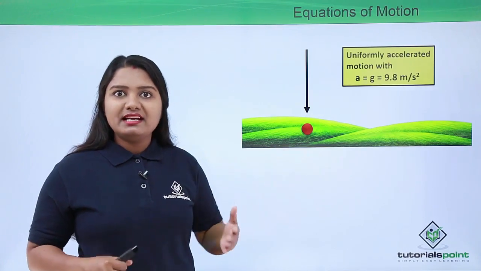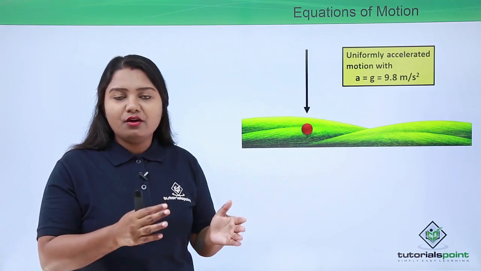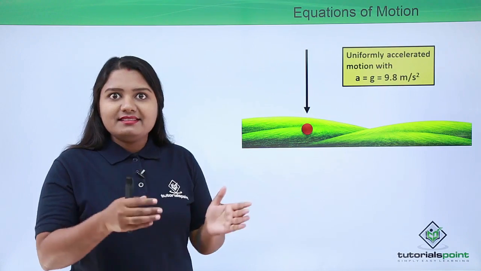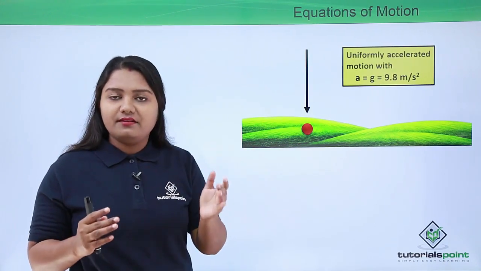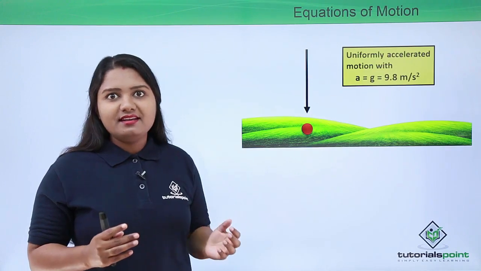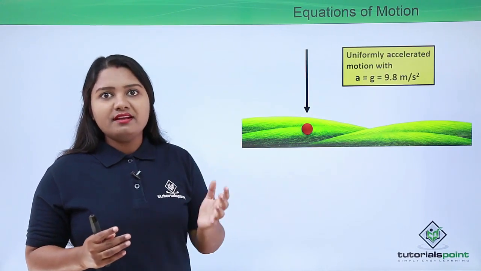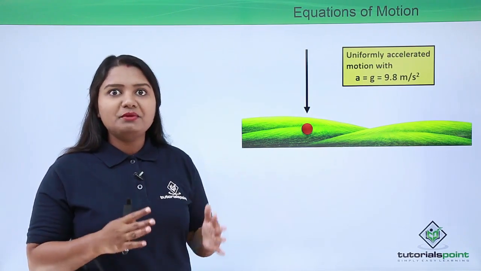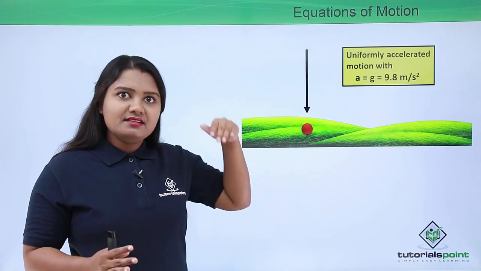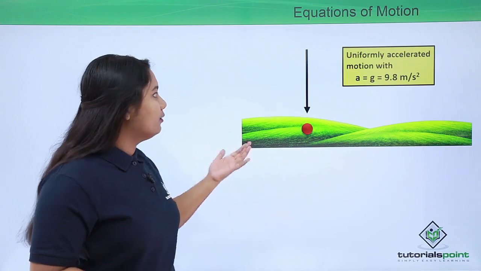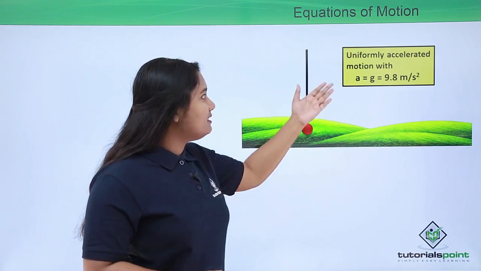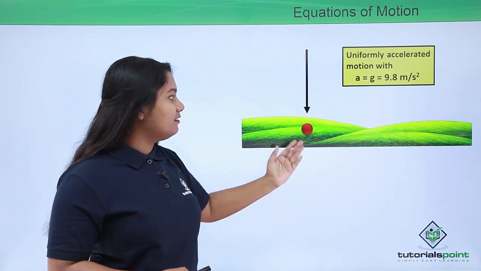So we can conclude that a freely falling body, or a free fall, is equivalent to a motion which is uniformly accelerated motion. Or we can say that a freely falling body is actually undergoing a uniformly accelerated motion in the vertically downward direction or upward direction. So here we see that this is a uniformly accelerated motion.